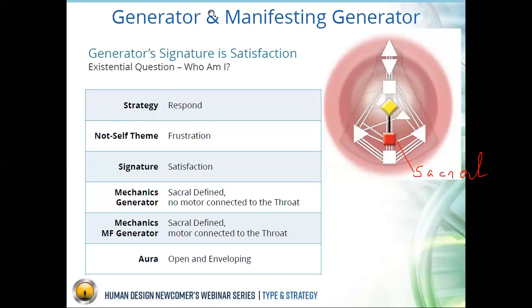So just to reiterate, if you are a generator, you have your sacral defined and there's no motor connected to the throat. If you are a manifesting generator, you have a sacral defined and a motor connected to the throat. And Lynda, who is a manifesting generator, is going to talk to us about being a manifesting generator right after this. And again, the generator's aura is open and enveloping like a huge virtual hug, pulling life towards them and very deeply taking in everyone and everything. Next slide, please, Lynette.